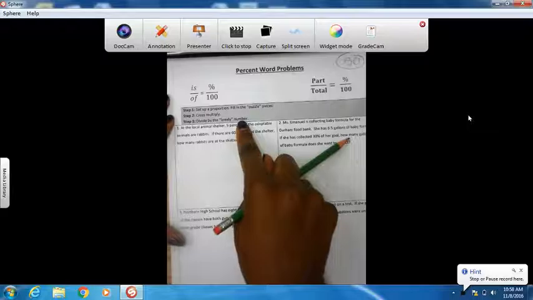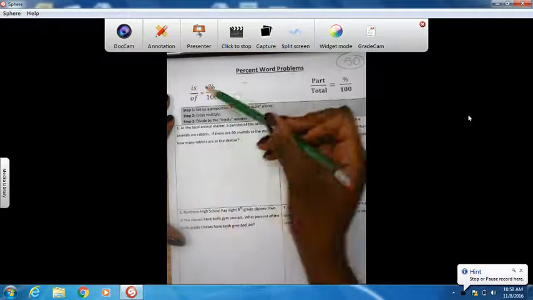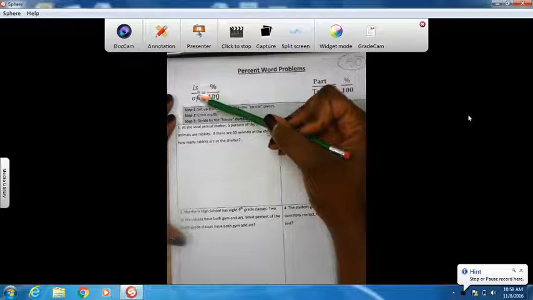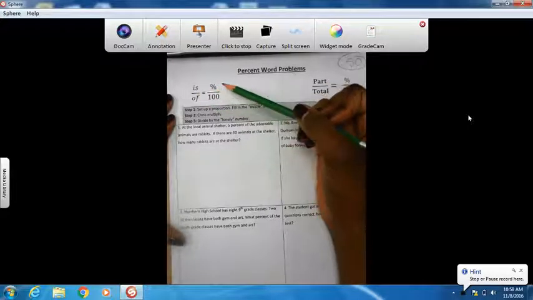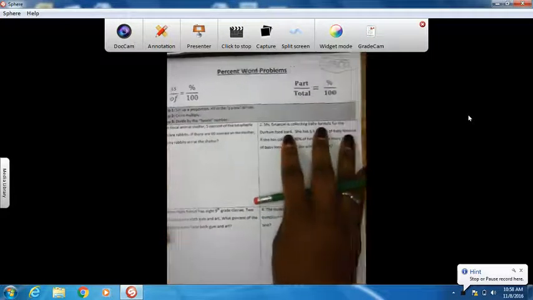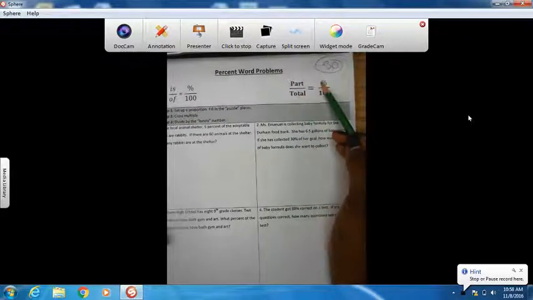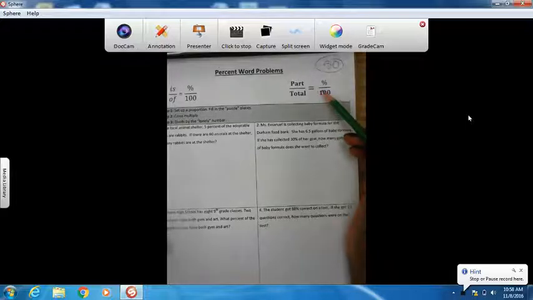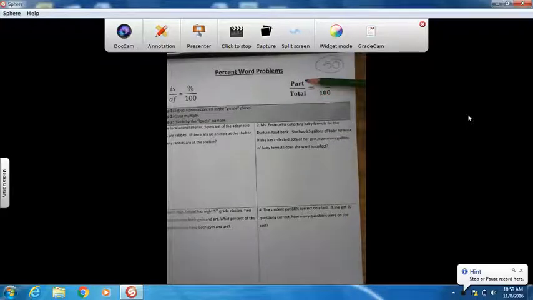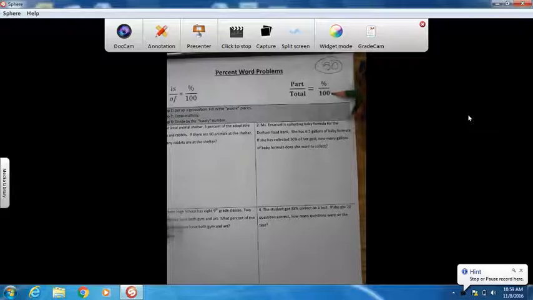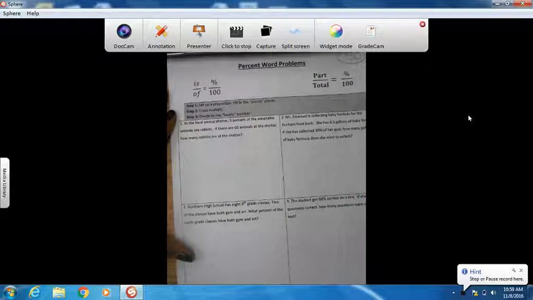Now, the issue with word problems is that you may not always see is, of, and a percent. So, with that said, we're going to also start looking for parts, totals, and percents. So as we read the problems, we're going to start thinking about what's the part of whatever it is that we're talking about. What is the total? What number represents the total? What's the percent? And of course, if it's a percent problem, the denominator is going to be 100. Let's get started.